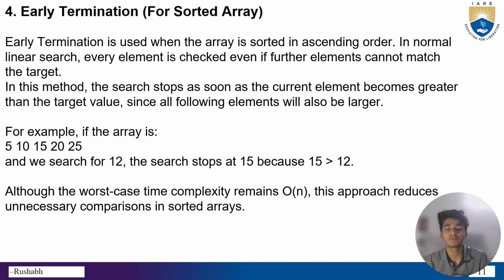For example, if we take an array of 5, 10, 15, 20, 25 and we search for 12, the search stops at 15 because 15 is greater than 12. Although the worst case time complexity remains O of n, this approach reduces unnecessary comparisons in a sorted array.